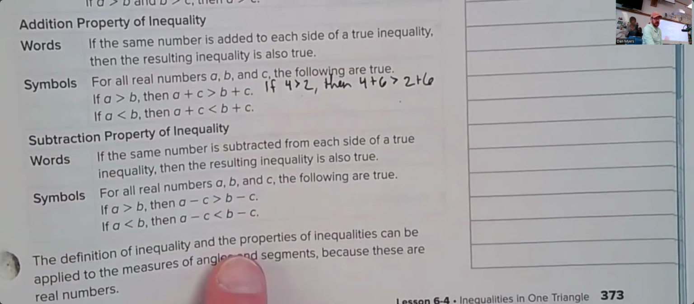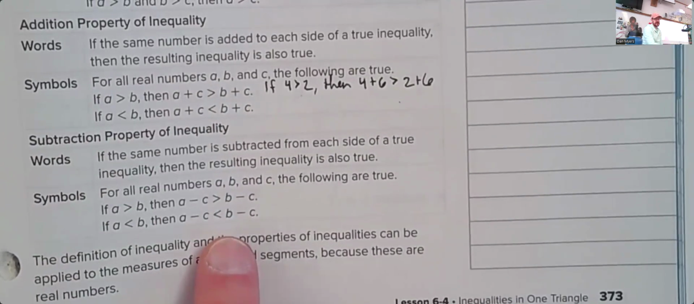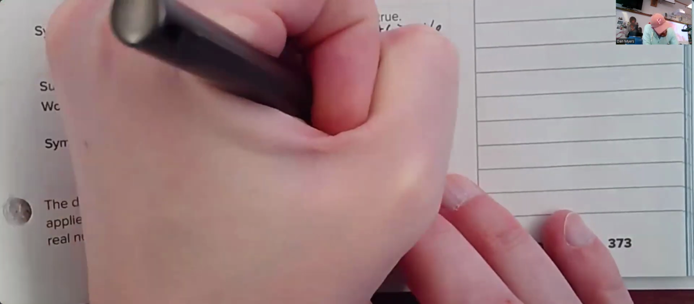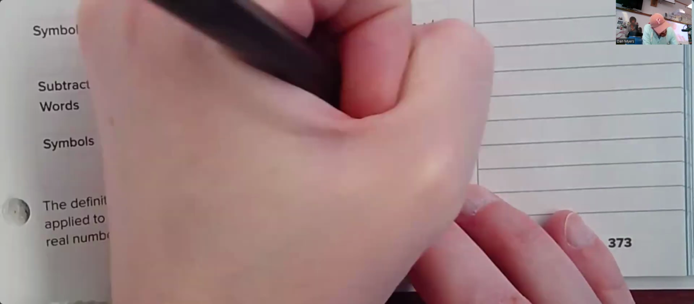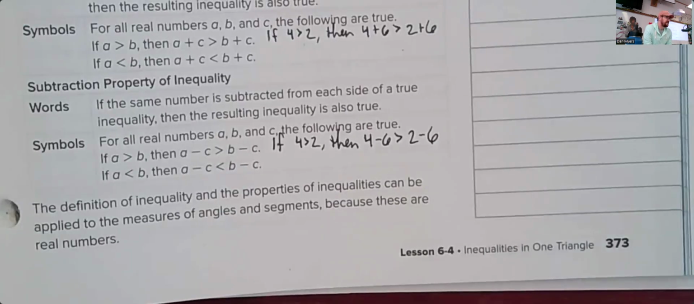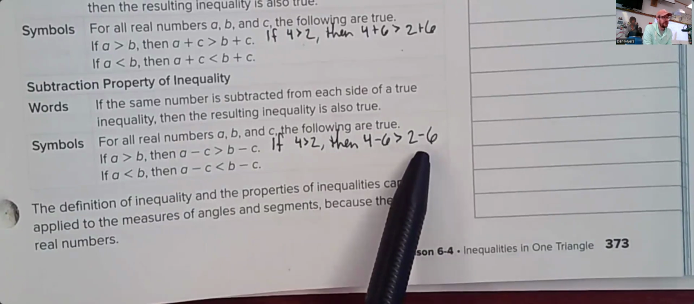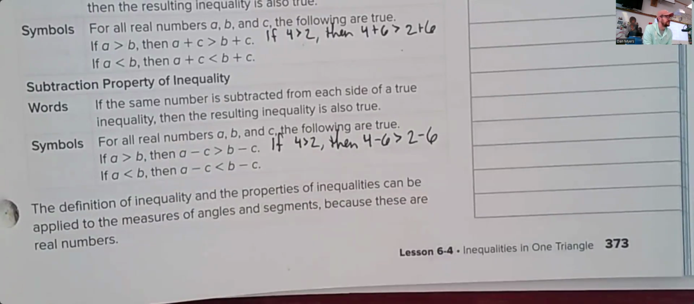And it works for subtraction as well. That's what this last one is saying. So let's just use these same numbers. If 4 is greater than 2, then 4 minus 6 is greater than 2 minus 6. That's going to be true. 4 minus 6 is -2. 2 minus 6 is -4. -2 is greater than -4. So if it was a true inequality and you take away the same thing from both sides, the inequality is still true. Cool. That's what we got.